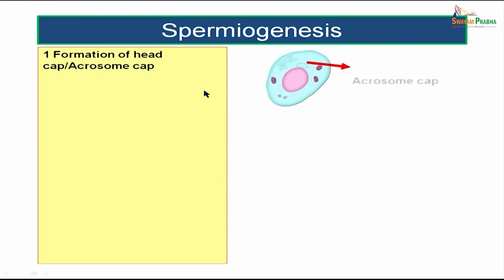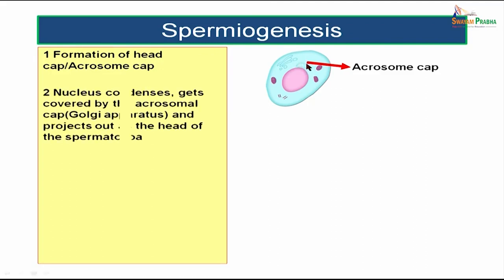So this is the acrosome cap, this is the nucleus, the large round, dark stained nucleus. You can see a vesicle like thing above it, that is known as acrosome cap. Then the nucleus will be condensing and it will be covered by the acrosome cap. So, you have the nucleus condensed in the middle and this acrosome cap will be now just covering the upper part of the nucleus, and it projects out as the head of the spermatozoa. The nucleus actually condenses and it projects out as the head of the spermatozoa.